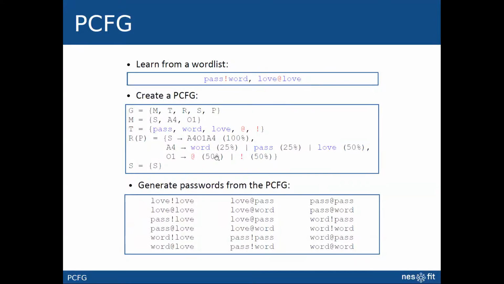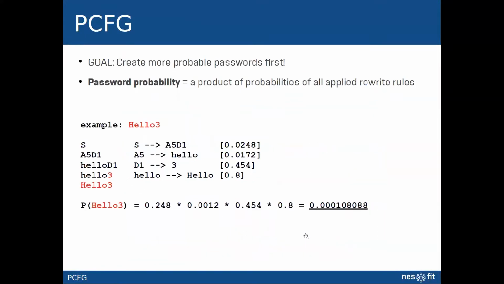From this grammar, if you apply all possible rewrite rules, you can generate up to 24 different passwords. And this is a much higher number than in the original data set, as you can see. And what is important here, is that these passwords are in a probability order, from the most probable to the least probable one. So the goal of the PCFGs, of their use in password cracking, is to create more probable passwords first.